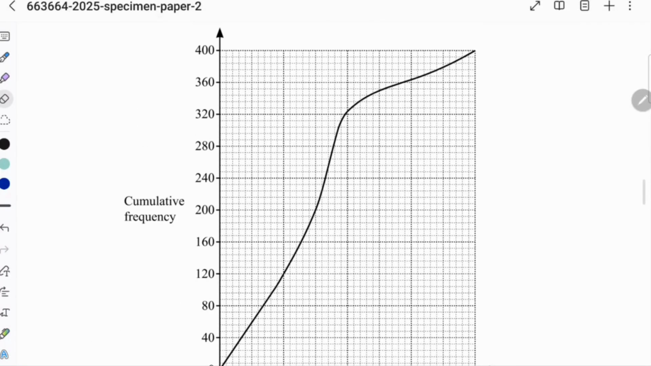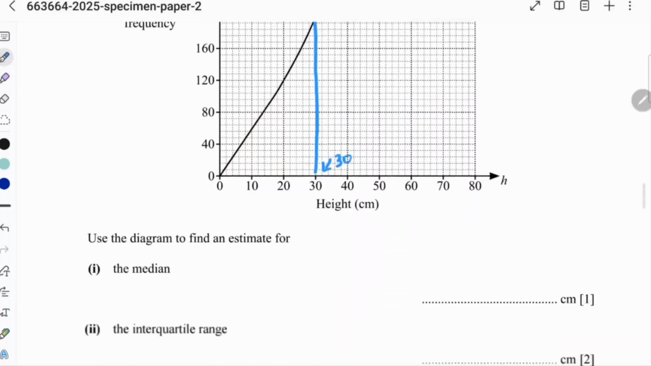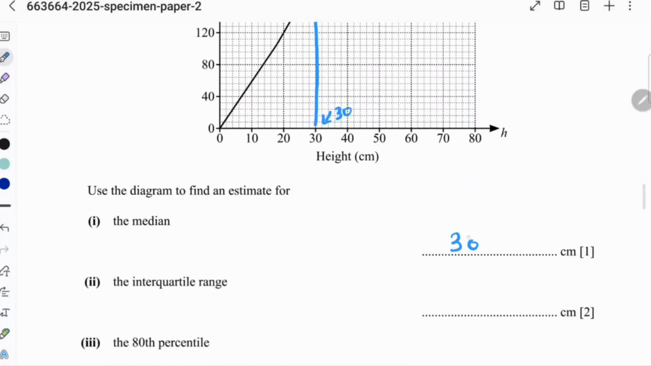So as you know that it's 400, we'll look at 200 for the median. All right, so for 200 we are looking for the median. Draw a line, you can use a ruler, and draw a line that is reaching at 30. So 30 will be the median for this question. All right, so write down 30, half of the frequency value.